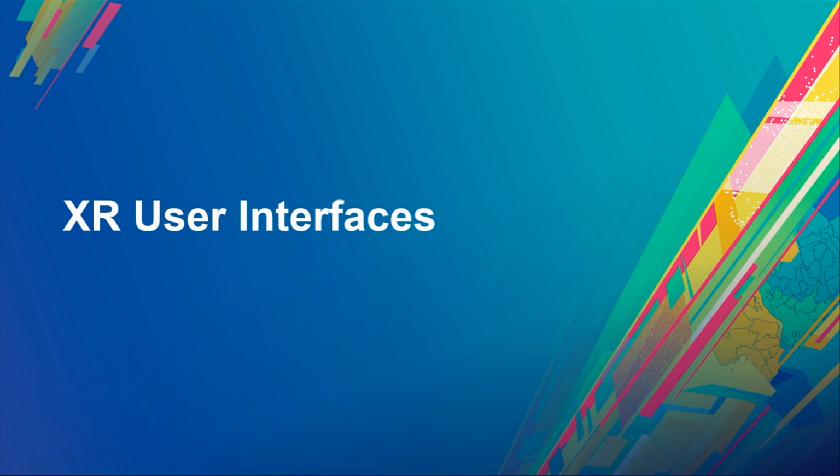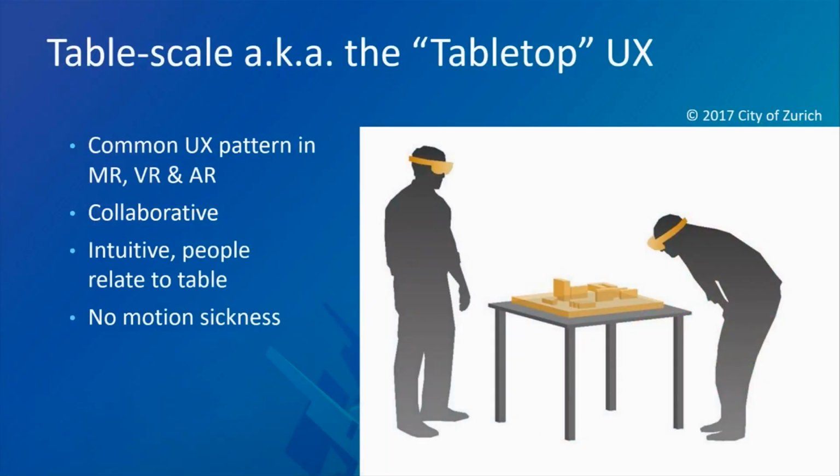So now I want to talk quickly about the user interfaces. Because the whole immersive computing is very new, it's not yet clear how you interact with these things. And one of the things which start to converge is this so-called tabletop user experience, or some call it also table scale. So you have a table, it can be a virtual table, or it can be a real table, and on top of this you have the 3D model. Then you interact with that on this table.